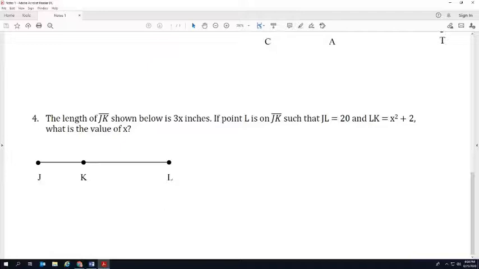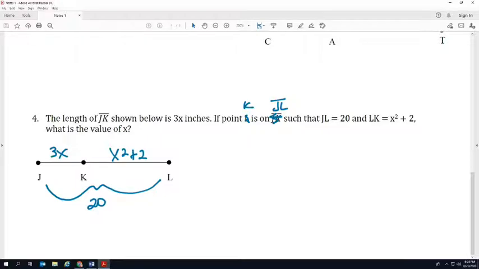All right, on number 4, we've got JK shown below, and we're told that it's 3x inches. Point L is located on JK such that JL is 20, and LK is x squared plus 2. We kind of worded that weird. The more I'm reading it, I think we probably said point K is located on segment JL. I'm sorry, let's fix that. Point K is located on JL. Sorry about that. I'll fix it on the notes that are blank for you guys.